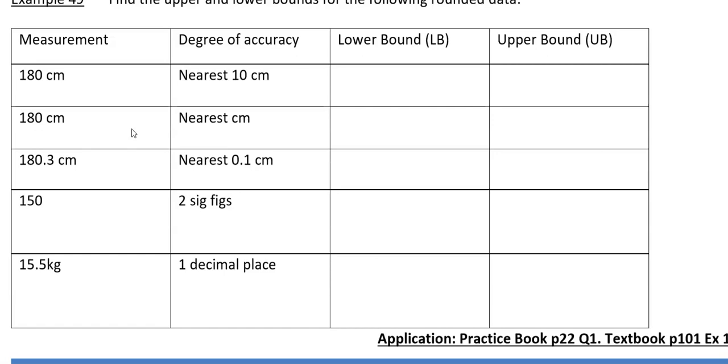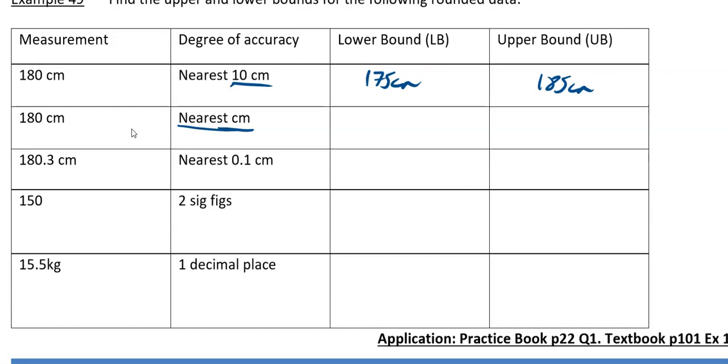So the first one, it's 180 centimeters to the nearest 10 centimeters. So what we want to do here is we divide this by 2 to give you 5, and then we just want to take that away for the lower bound. So that's going to be 175 centimeters. And for this one, you add half of the 10 centimeters, which is 5, and add that on this time. So that's 185 centimeters.